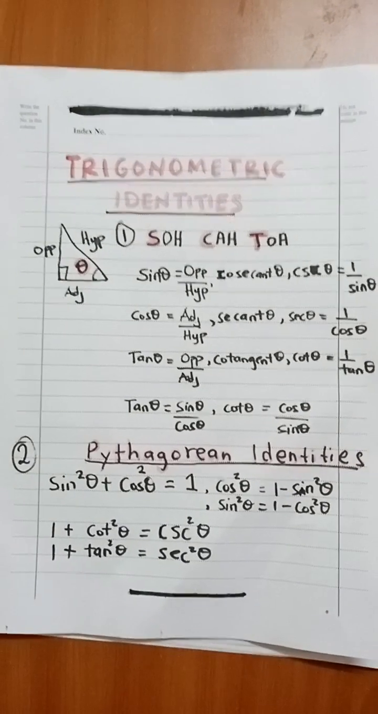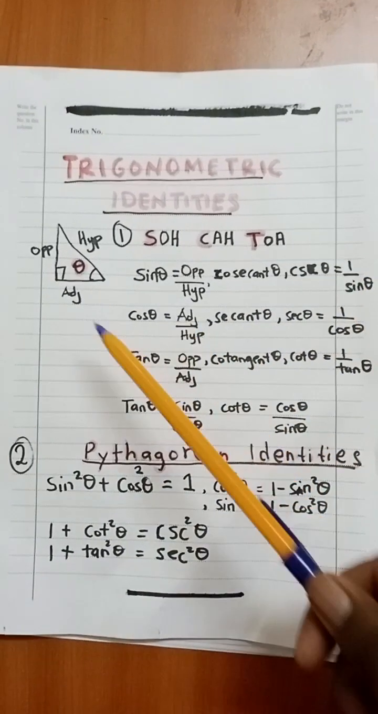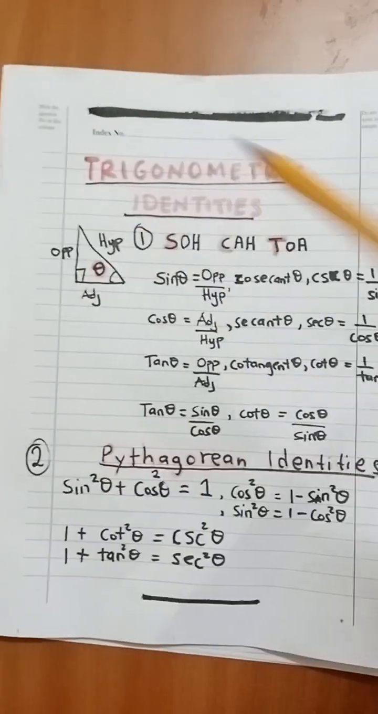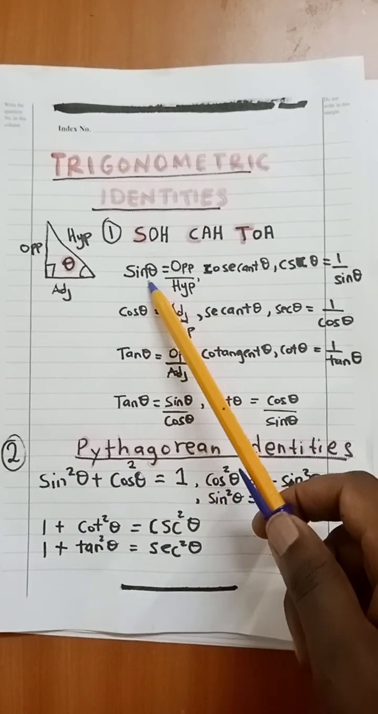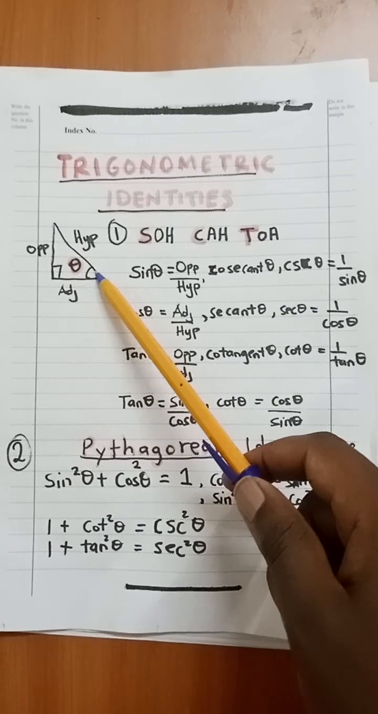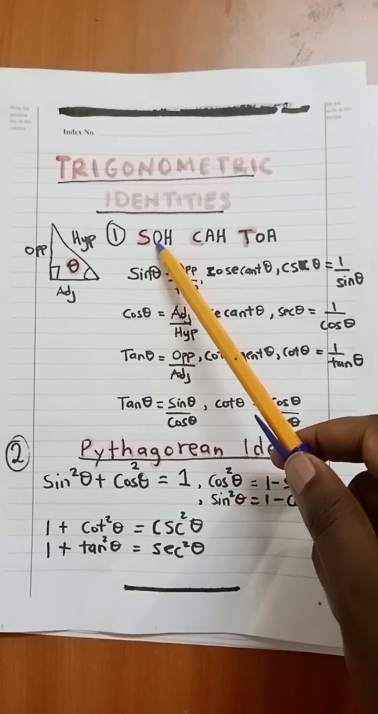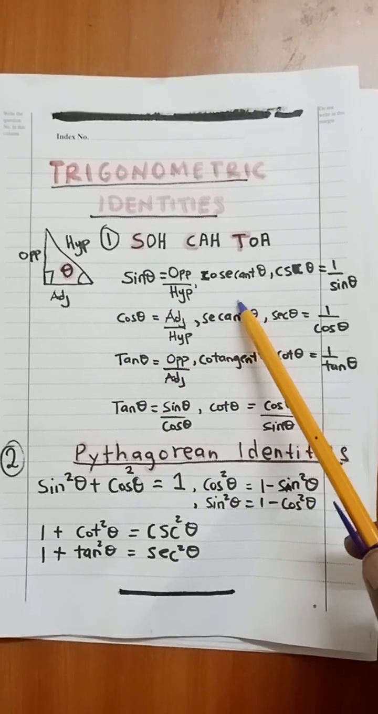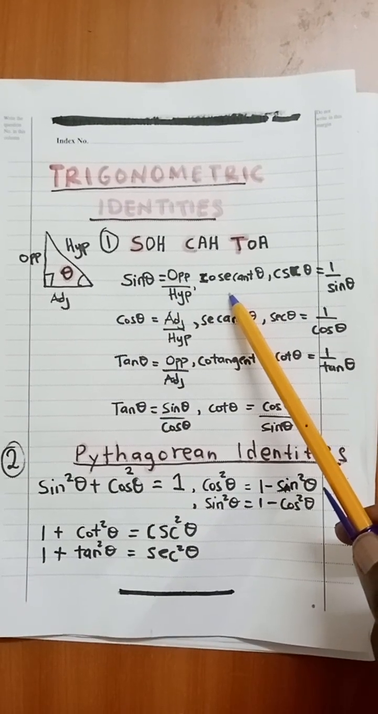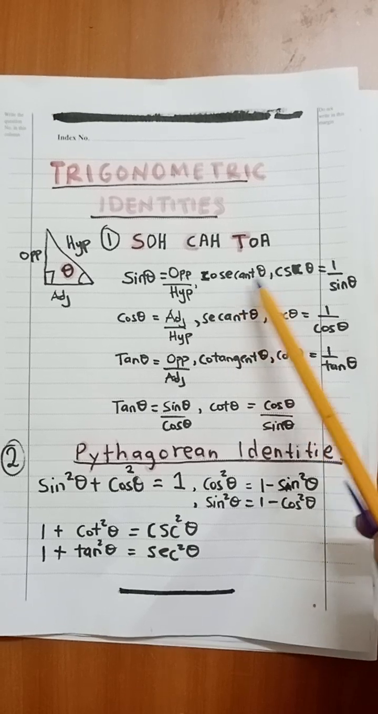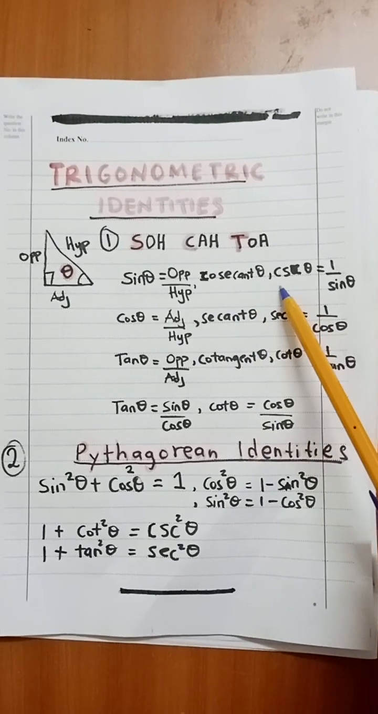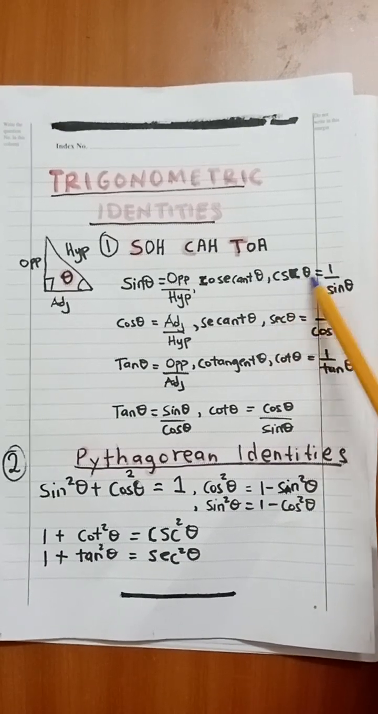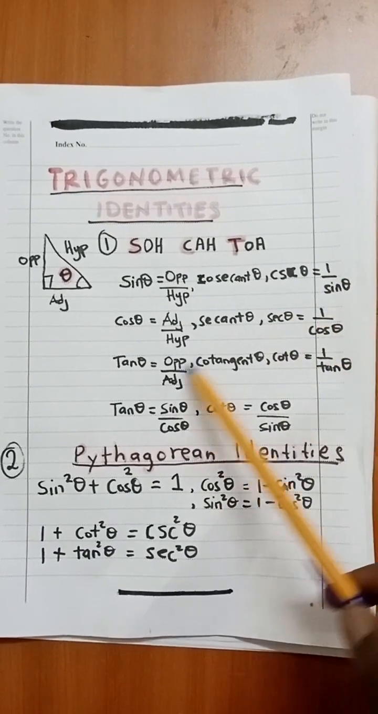Now SOHCAHTOA: if you have a right angle triangle, and you have an angle theta here, then sine of this angle theta is given by opposite divided by the hypotenuse. Then the reciprocal of sine is known as cosecant, written in short form as csc. So cosecant of theta is the same as 1 over sine theta.